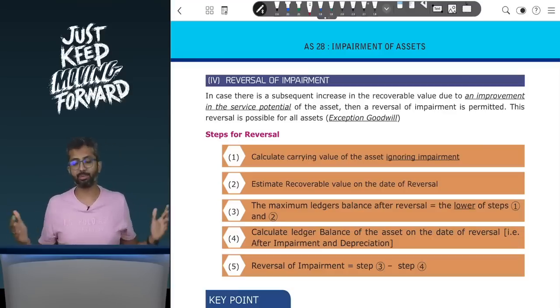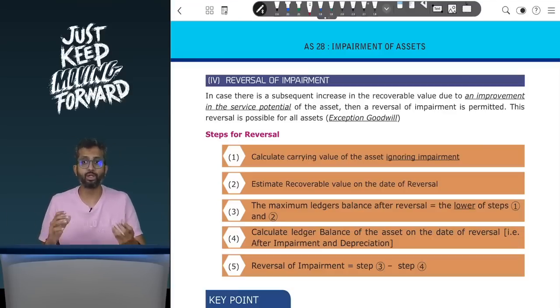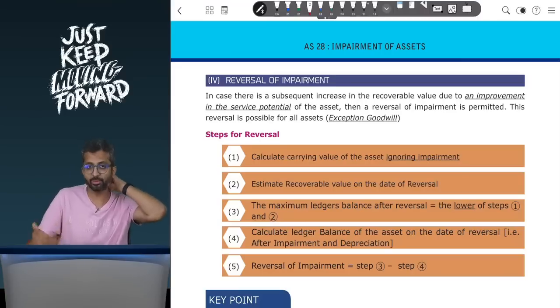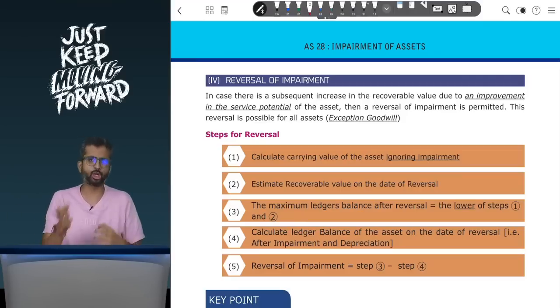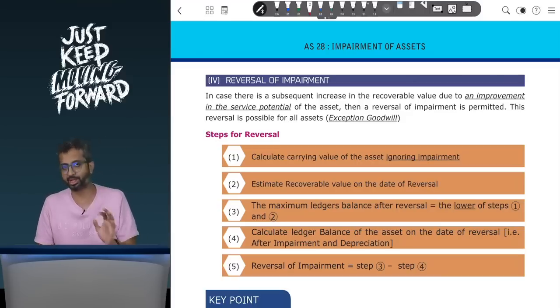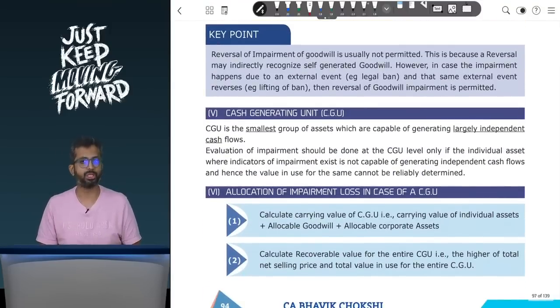On the other hand, maybe the impairment happened due to a factor like a new technology came in, or a competitor like Jio came in and the prices were reduced. Now, I worked really hard as Airtel and I regained my market share. Now, that is actually my efforts, my self-generated goodwill. I cannot reverse and record a self-generated goodwill. However, if operations were banned and now that ban is lifted, then the goodwill that was earlier impaired can be taken as reversed, and hence goodwill impairment in that rare case can possibly be reversed.